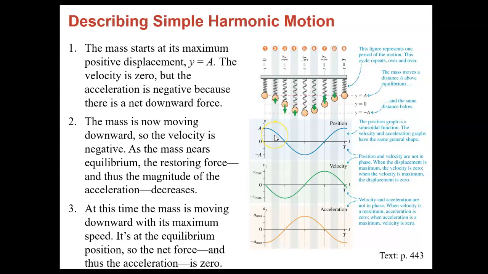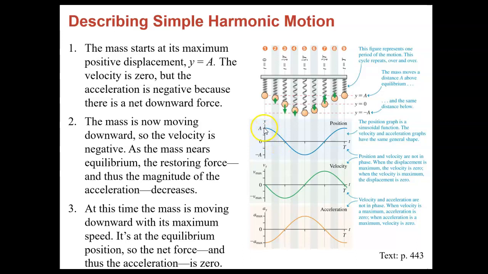Now, because we know the position versus time graph, we can find the velocity versus time graph and the acceleration versus time graph. If you look at the graphs, you should notice that they're just shifted over, essentially a quarter of a wave.